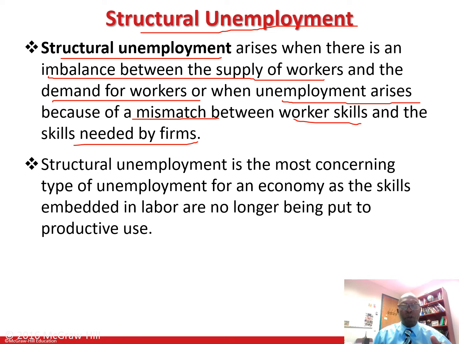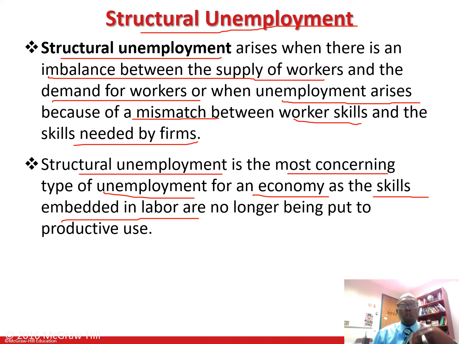For instance, a secretary who used to use a typewriter to perform a job must now use a computer to perform the job. Then there is a mismatch between the skill, which is the use of a typewriter, and the skill required by the job, which is the use of a computer. Structural unemployment is the most concerning type of unemployment for an economy, as the skills embedded in labor are no longer being put to productive use.